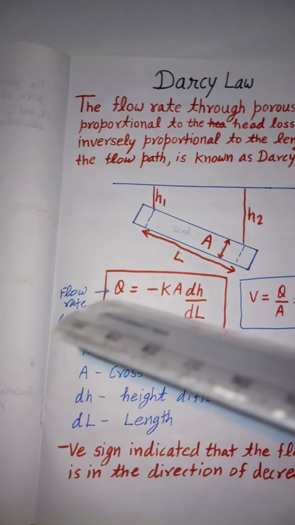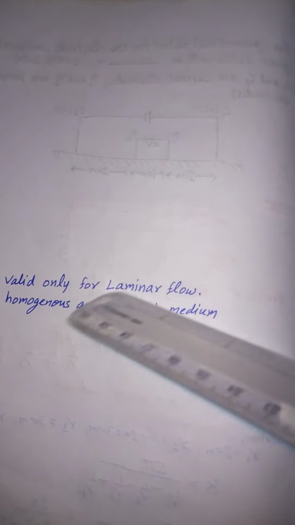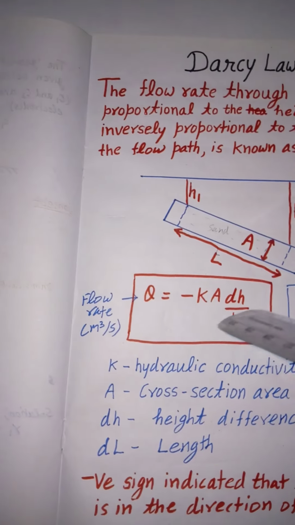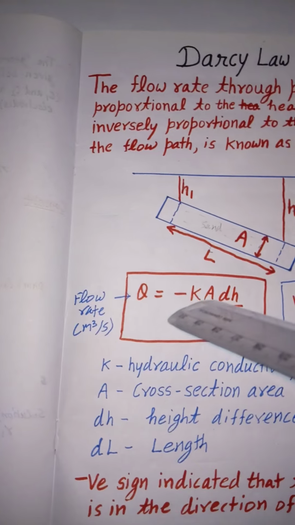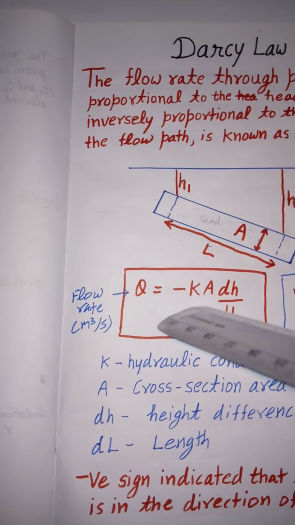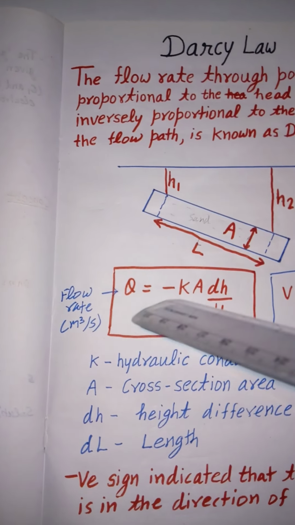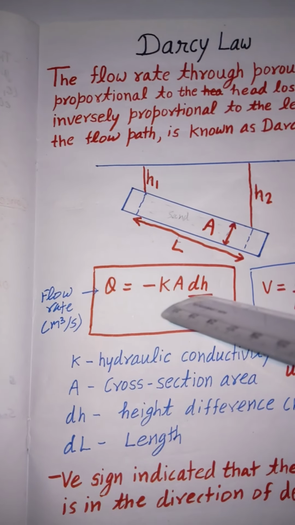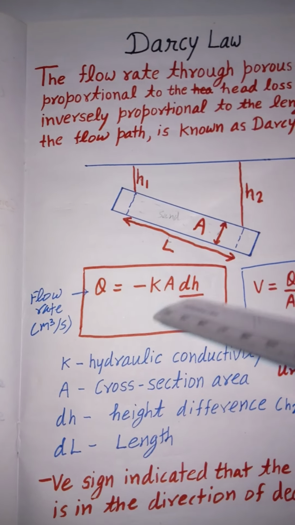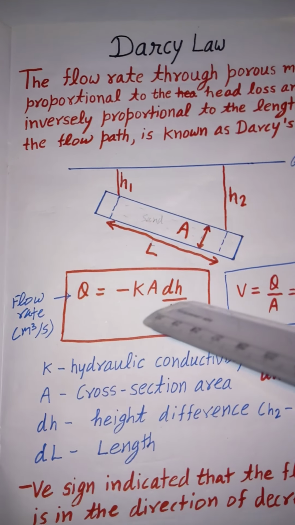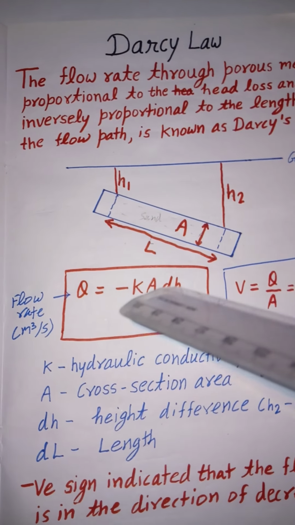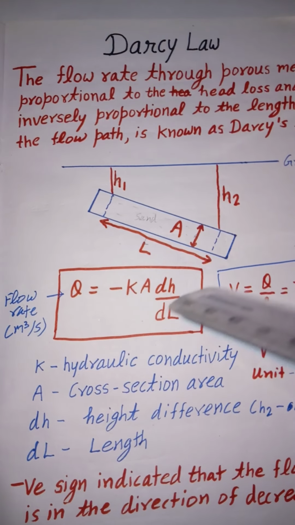And there is certain validity for applying Darcy's Law. Darcy's Law is valid only for laminar flow, meaning it is not valid for turbulent flow. Also, this specific formula, which uses one hydraulic conductivity K value, is for homogeneous isotropic material. Okay, this formula is basically for homogeneous isotropic material, and Darcy's Law is valid only for laminar flow. So this is all about Darcy's Law.